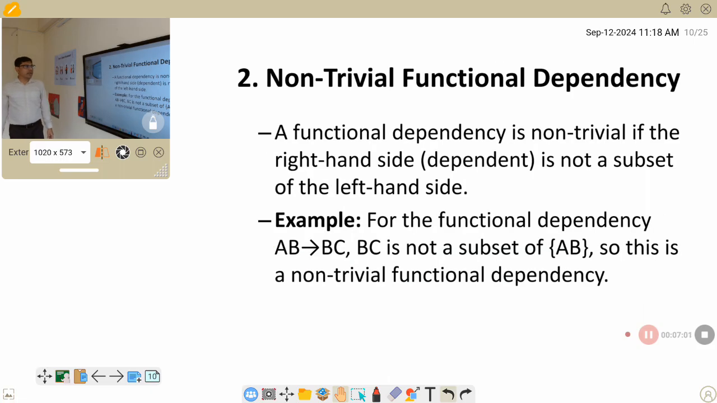Next is the non-trivial functional dependency. Here the right hand side is not a subset of the left hand side. So here we are considering an example: AB arrow BC. So BC is not a subset of AB. That's why it is called a non-trivial functional dependency.